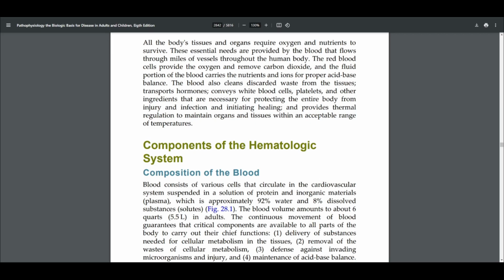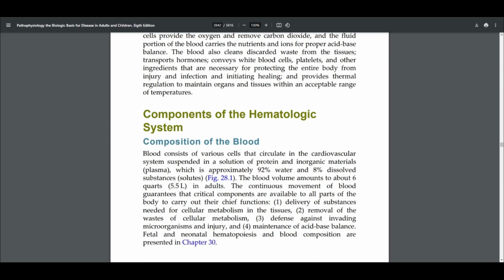All the body's tissues and organs require oxygen and nutrients to survive. These essential needs are provided by the blood that flows through miles of vessels through the human body. The red blood cell provides the oxygen and removes carbon dioxide, and the fluid portion of the blood carries the nutrients and ions for proper acid-base balance. The blood also cleans discarded waste from the tissues, transports hormones, conveys white blood cells, platelets, and other ingredients that are necessary for protecting the entire body from injury and infection, and initiating healing, and provides thermal regulation to maintain organ and tissue within an acceptable range of temperatures.